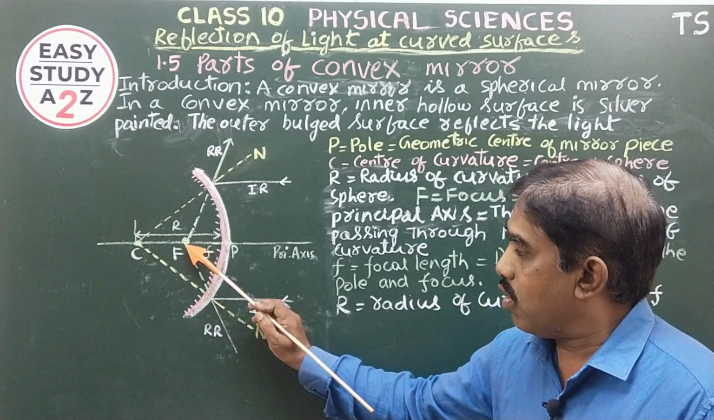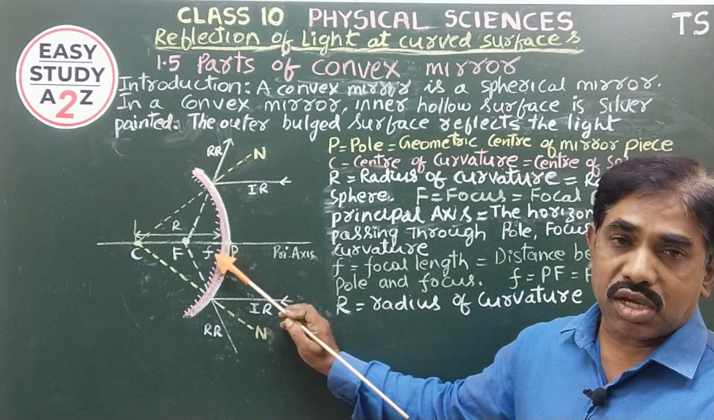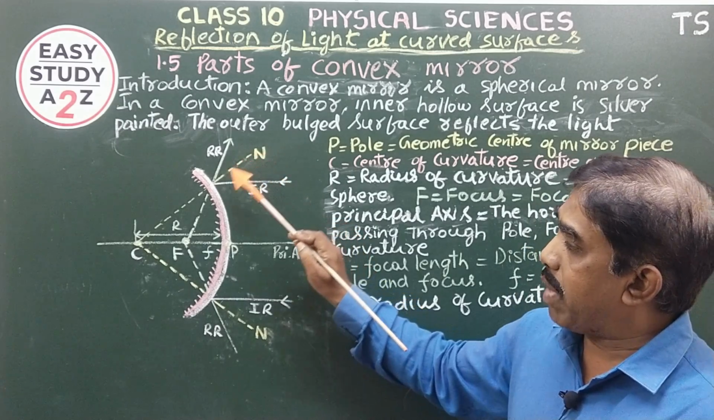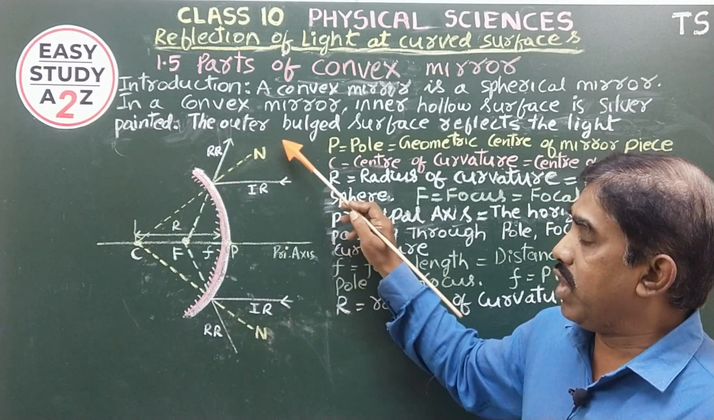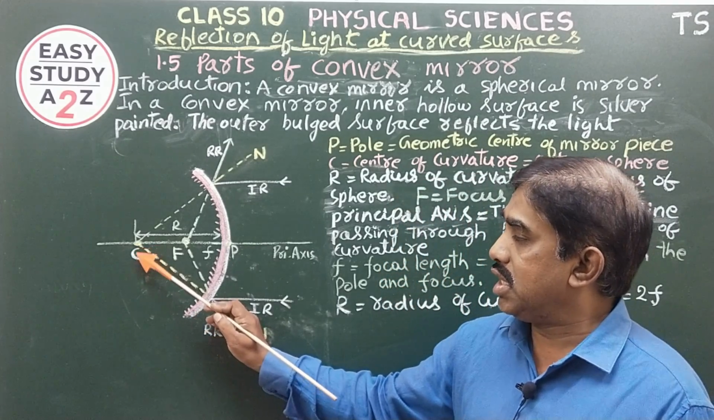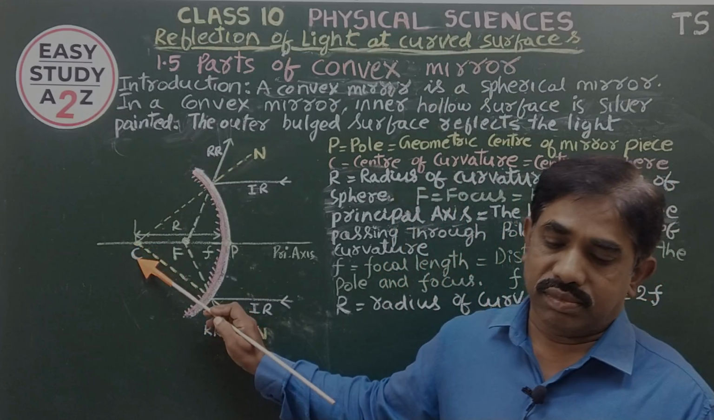The distance between the focus and the pole is called the focal length. Now when we draw the normals backwards, these normals will meet at a point C, and this C is called the center of curvature.